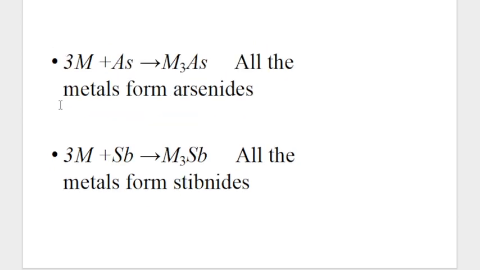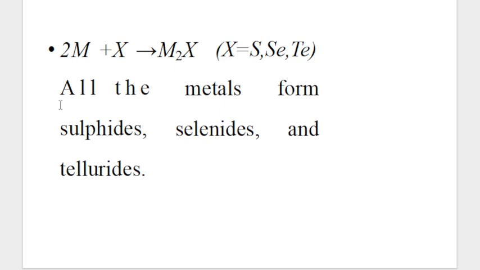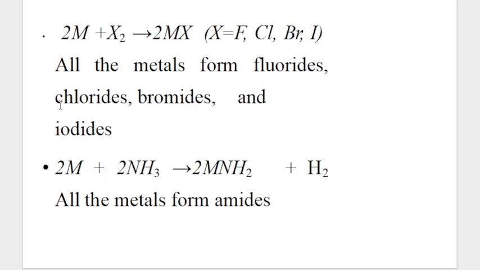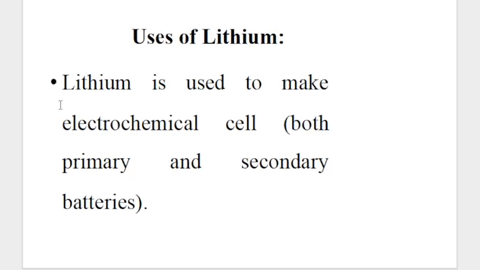With this said, all the metals, when they react with sulfur, form sulfides. They also react with halogens to form halides. All metals form fluorides, chlorides, bromides, and iodides when they react with halogens, and also all of them react with ammonia to form amides.